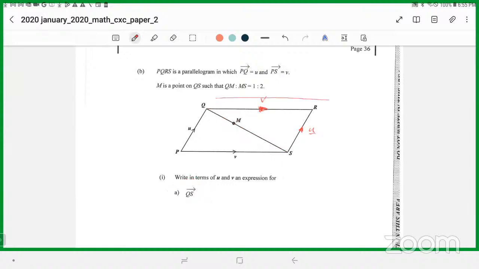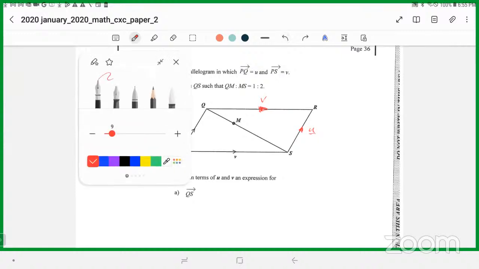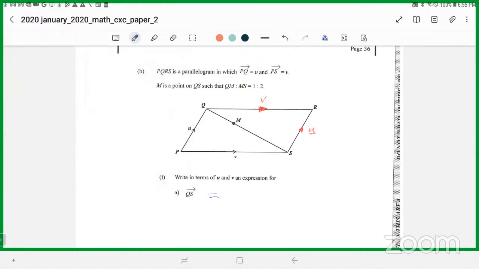I can go Q to R this way and then R to S this way. Nice and easy. So it's V minus U. Why is it minus U? Because I'm going in the opposite direction to U. Go from Q to R, that's V, and then R to S, that's minus U. So this is simply V minus U. Keep it simple. Done.